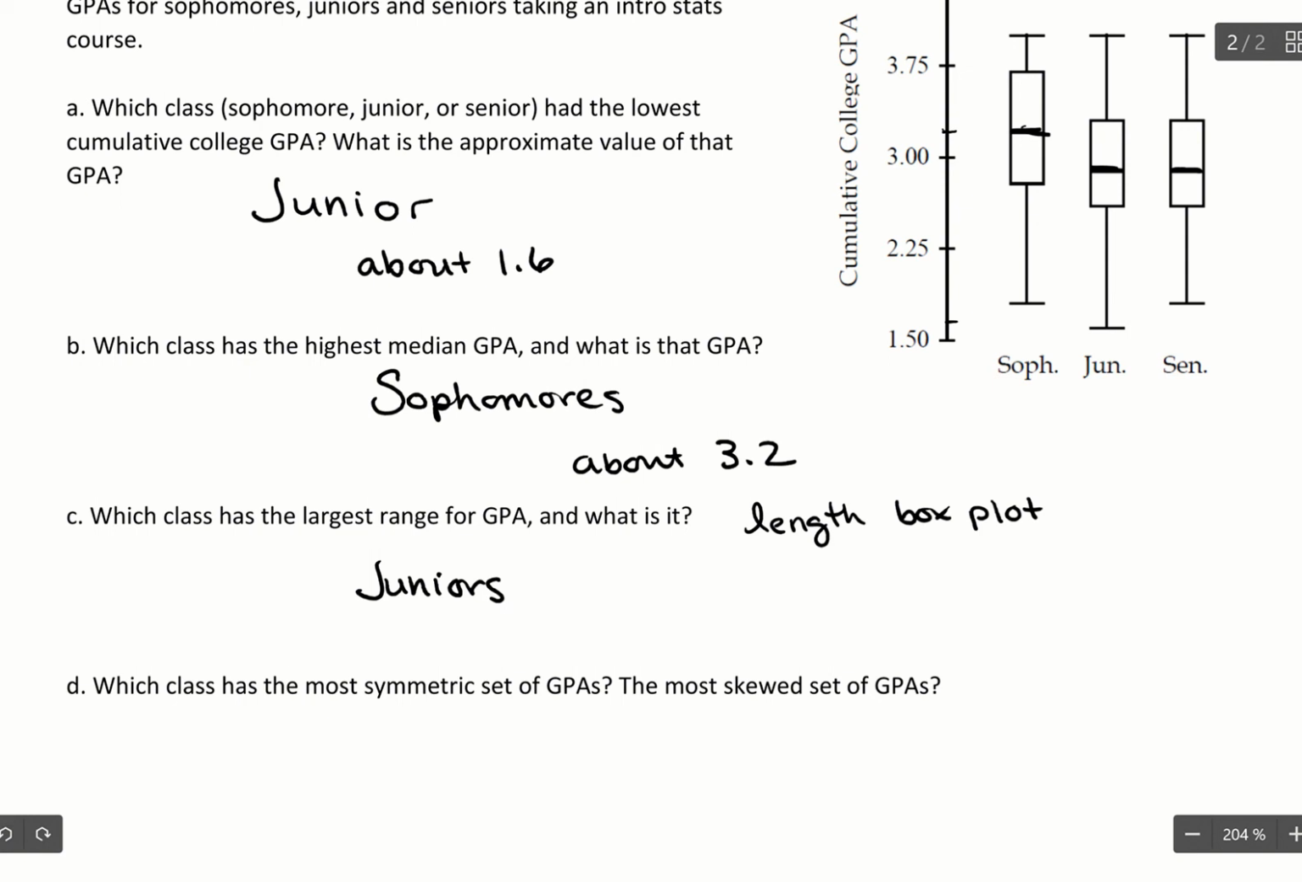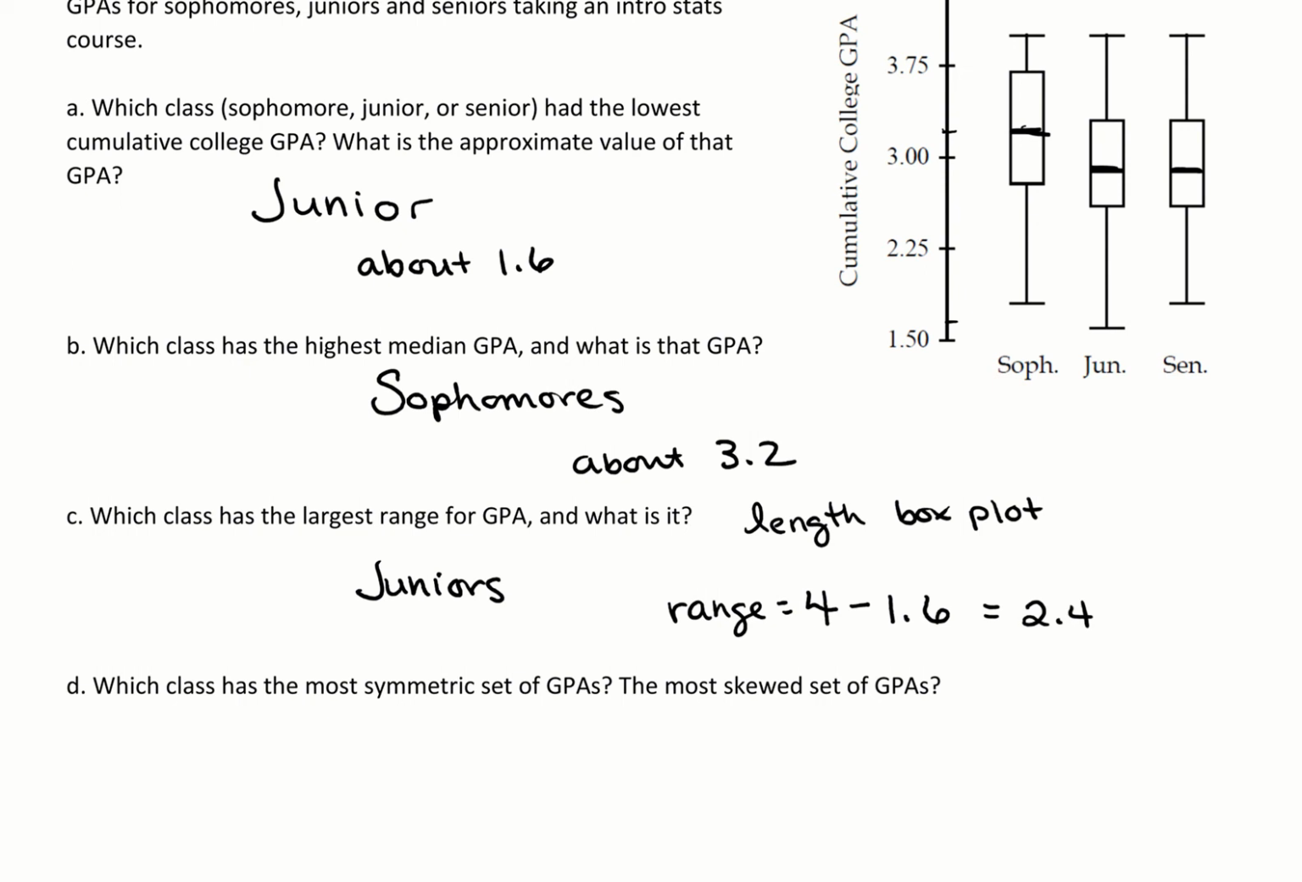And then to estimate what it actually is, we need to estimate the maximum value, which looks like it's probably landing at 4.0. And then subtracting away that minimum, which we'll say is that 1.6. So it should be about 2.4 for that range there. Then what is the most symmetric set and most skewed set?